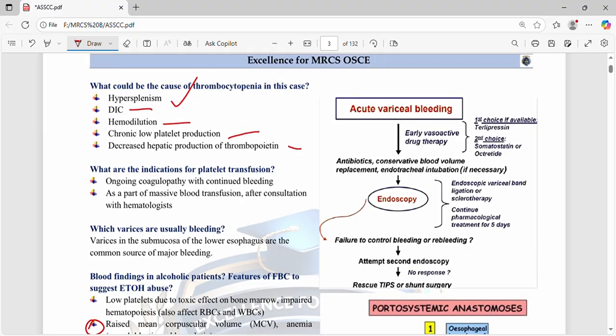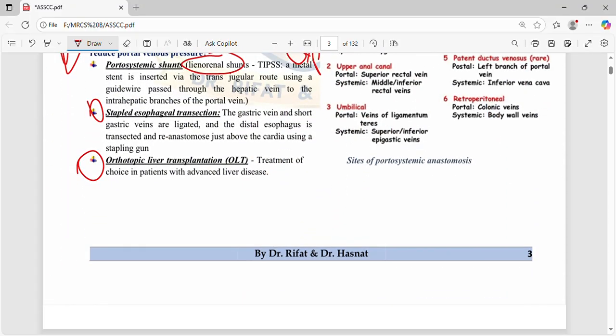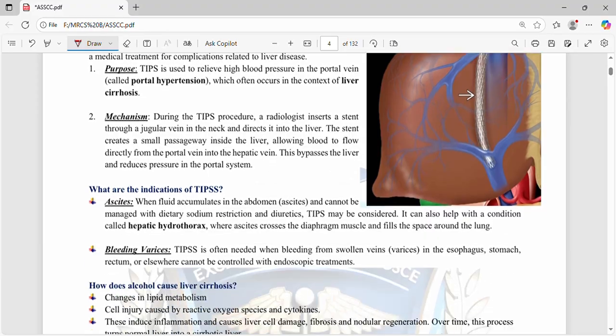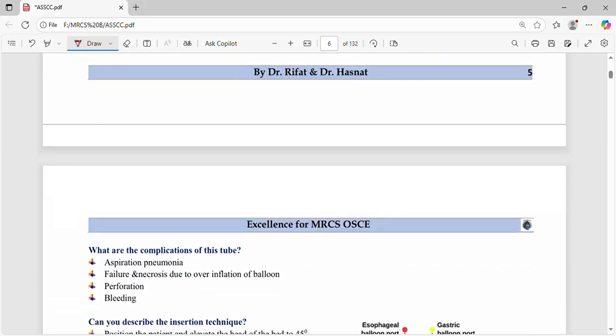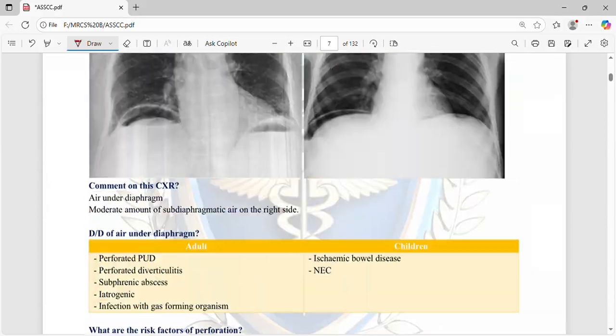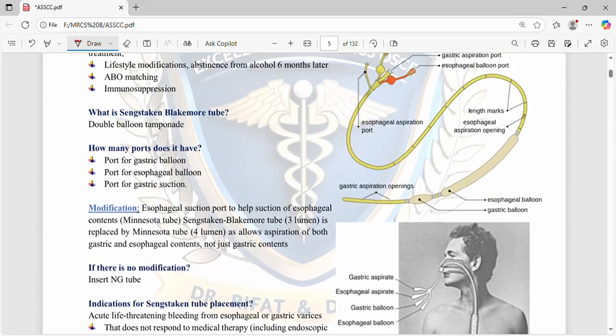We will come to the diagram later on. Now they're asking about TIPS, and we have a long way to go. Okay, we can do it.